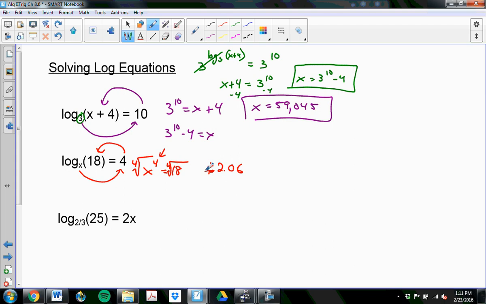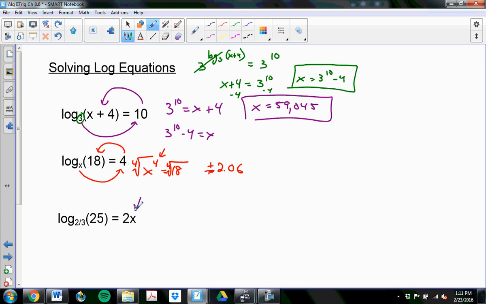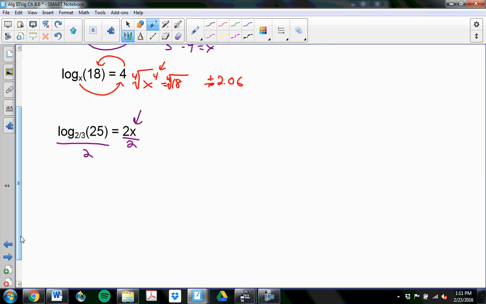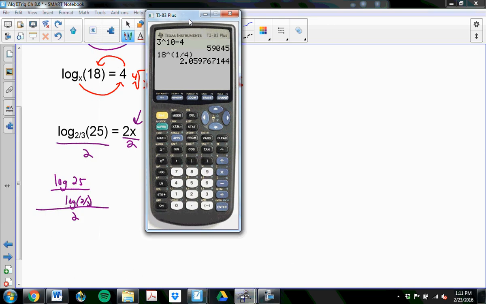Here, be really careful. The x is pretty much already by itself. We don't need to do any converting because the x is already over here isolated. Let's just get it a little more isolated. So I'll have to do the change of base formula, log of 25 divided by the log of 2/3, and do that and divided by 2. Log of 25 divided by the log of 2/3 divided by 2, and this is going to be negative 4 basically.